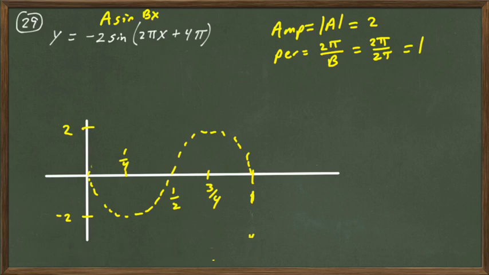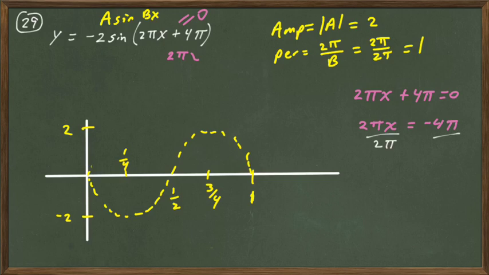Now, if I do my phase shift, please notice, what makes this part inside the parentheses 0? You have 2 pi x plus 4 pi equals 0. 2 pi x, I'd subtract the 4 pi. Then I'd have to divide by what? 2 pi. And what do I end up with? -2. That means it's going to move 2 to the left.